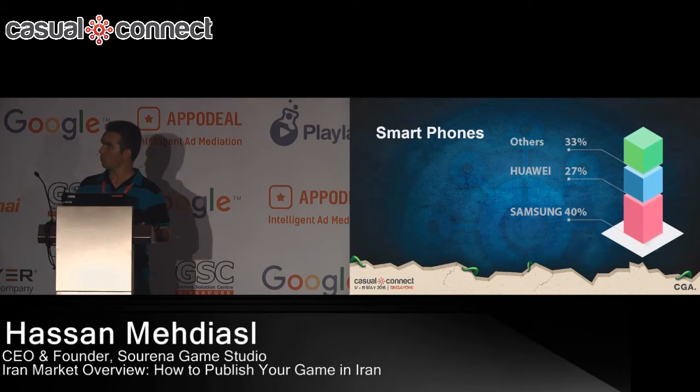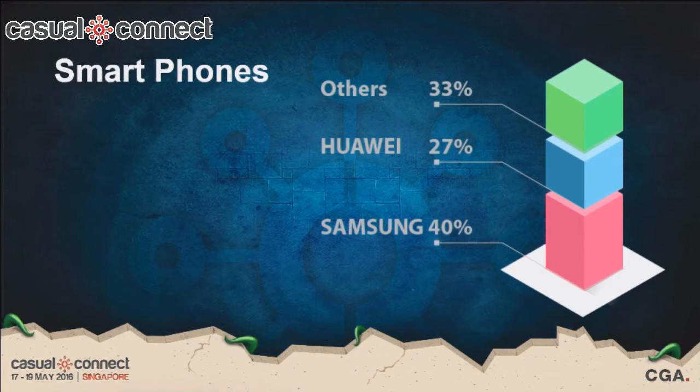Most of the smartphones in Iran are from these brands. Samsung and Huawei own the market, and 33% of the remaining are for all other brands.